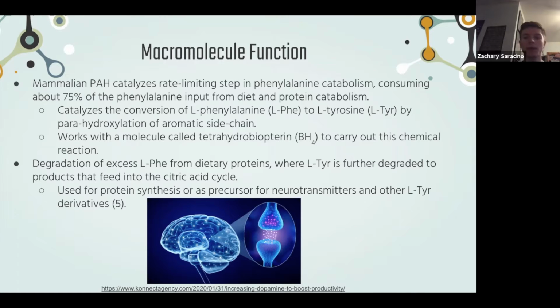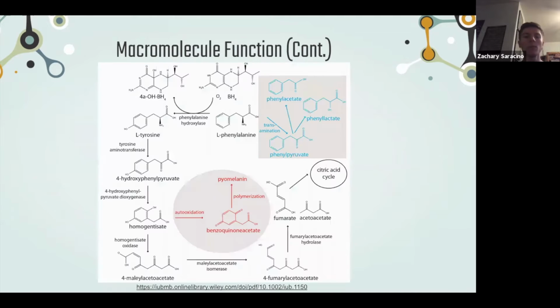We'll get into that mechanism a little more later, but it essentially requires the cofactor tetrahydrobiopterin, or BH4, to be present in order to carry out the reaction. Ultimately, the synthesized L-tyrosine is further degraded into products that aid in different actions in the human body, such as the citric acid cycle, as well as the creation of neurotransmitters. And you can see here that eventually some of the products are used up in the citric acid cycle.